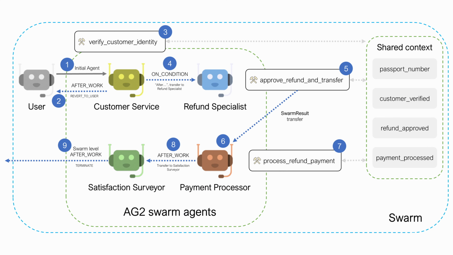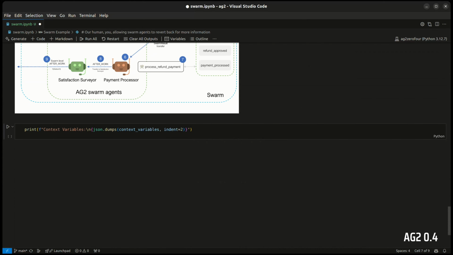Here's what it looks like as a series of steps. And finally, let's check the context variables to make sure they've been updated. Perfect, they have. Thanks to the community and the contributors that helped to make the 0.4 release happen.